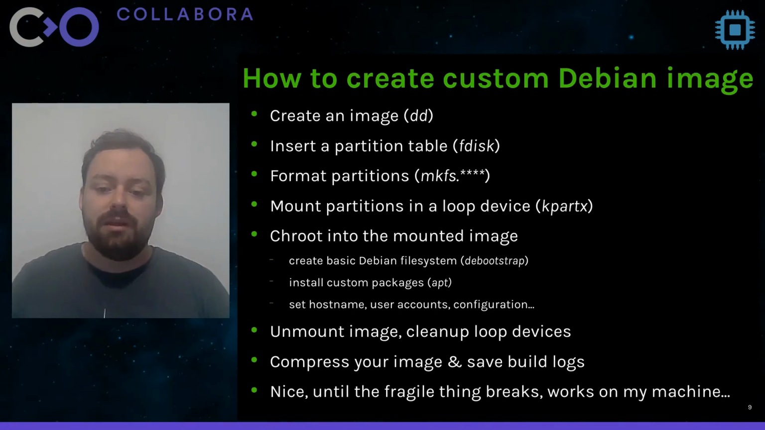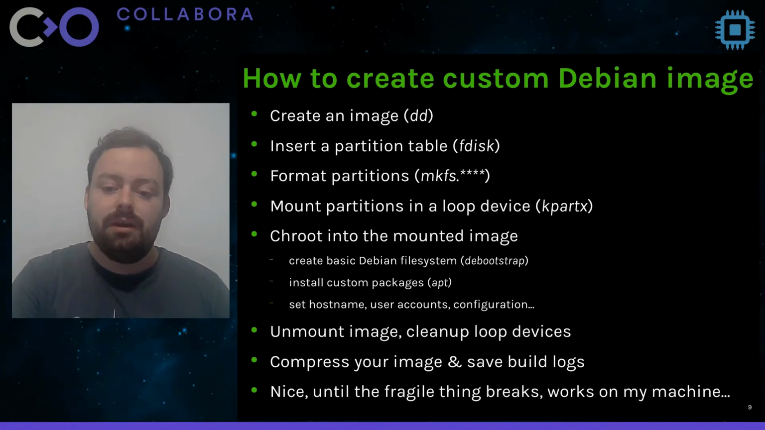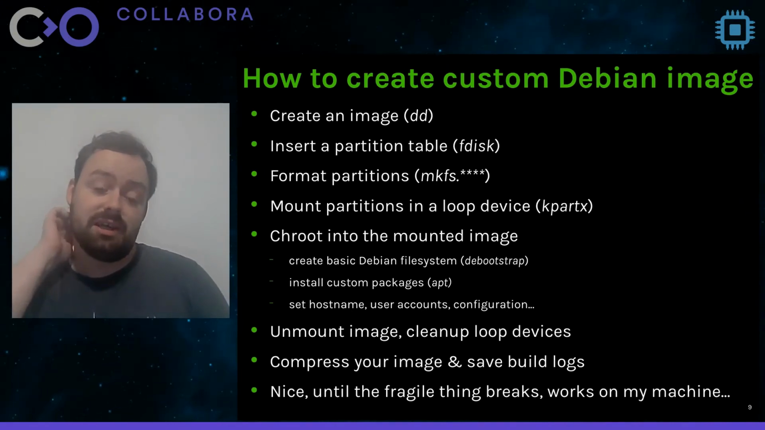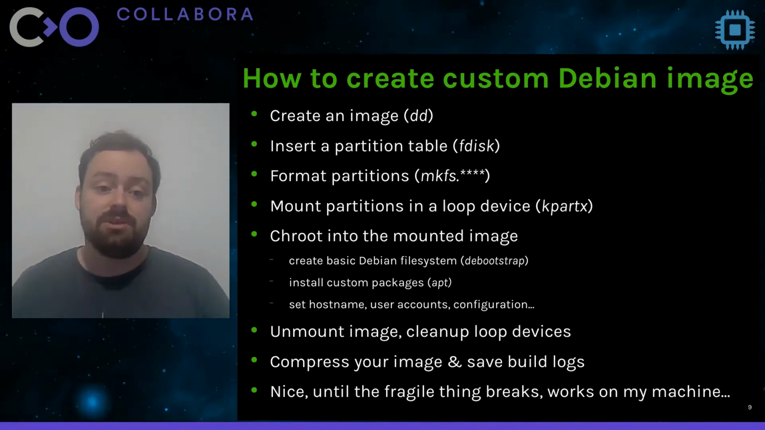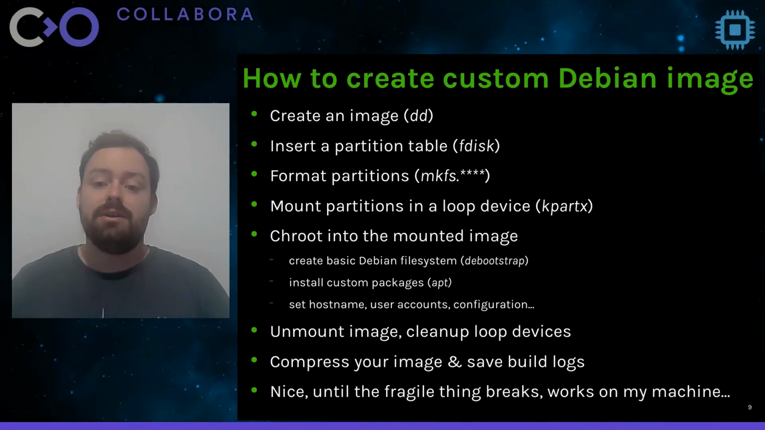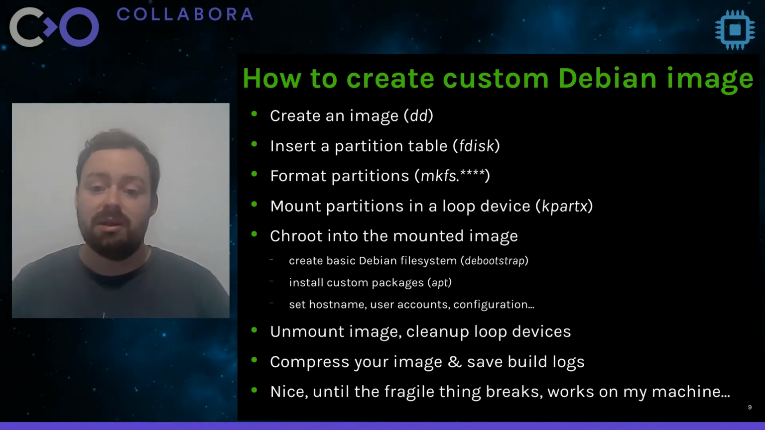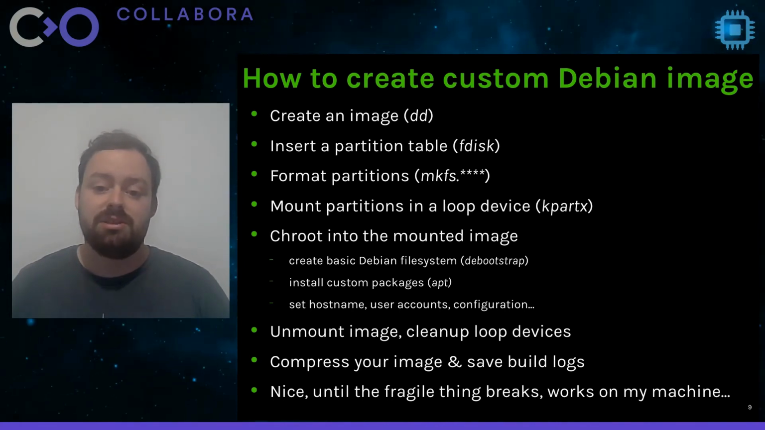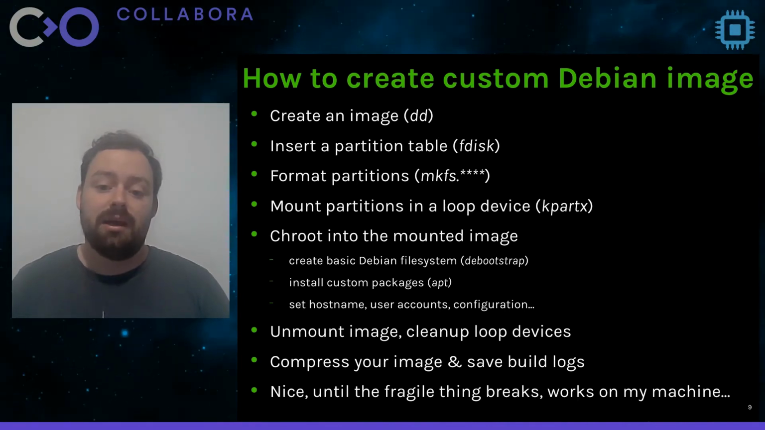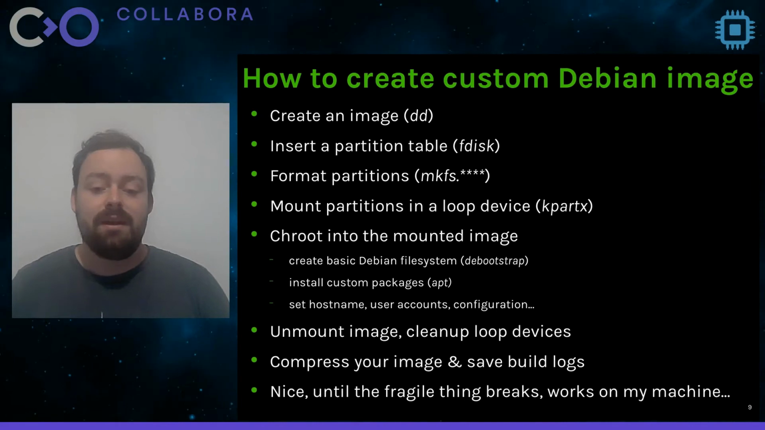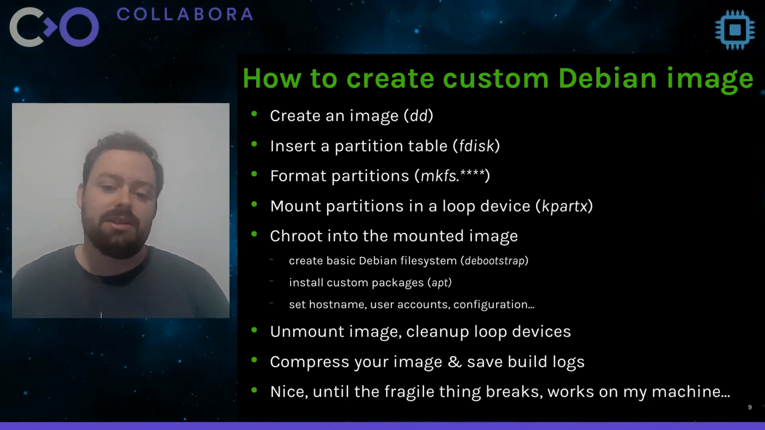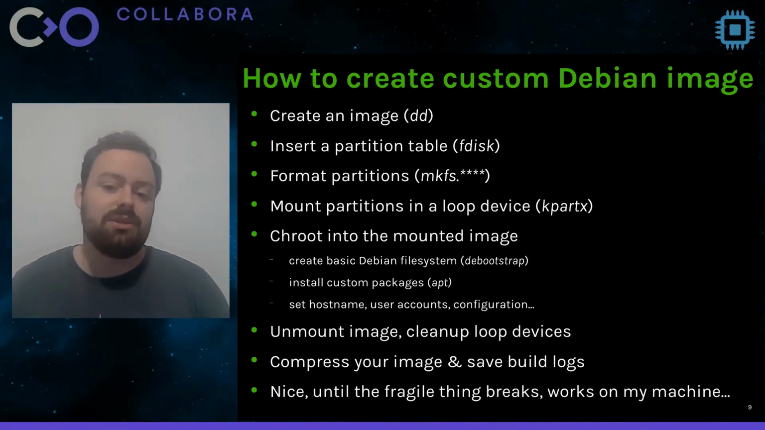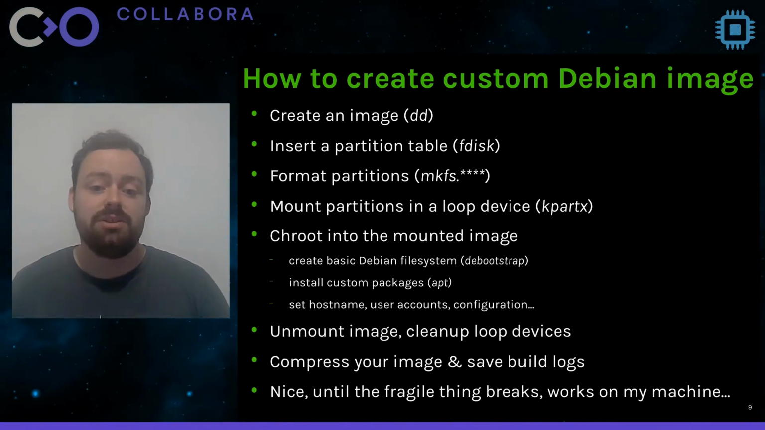So how would you create a custom Debian image? Normally, when you want to create a custom Debian image, you would create an image using dd. You'd basically flash the image with all zeros to begin with on your local hard drive. You'd insert a partition table using fdisk and format these partitions. You'd mount the partitions on a loop device, and then you can chroot into the mounted image and debootstrap a basic Debian file system, install packages using apt, and then you can basically work on it as if it was a normal system on your hard drive by setting the host name, setting up user accounts, configuration files.